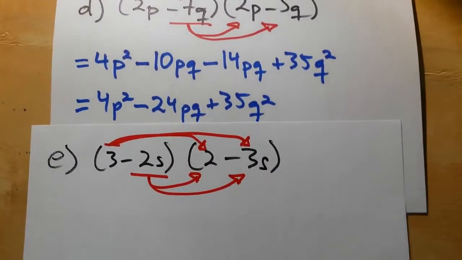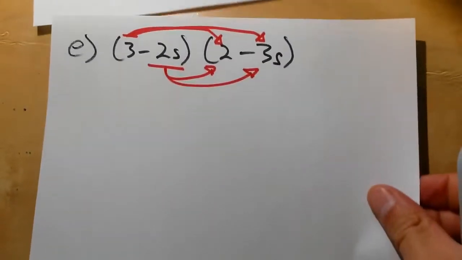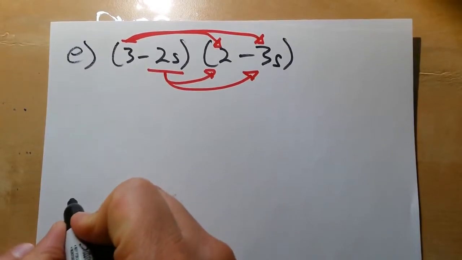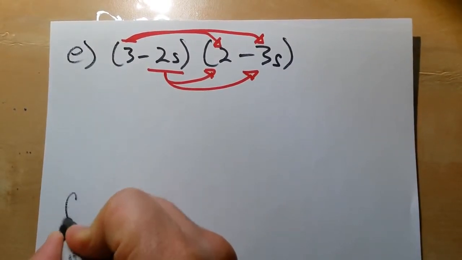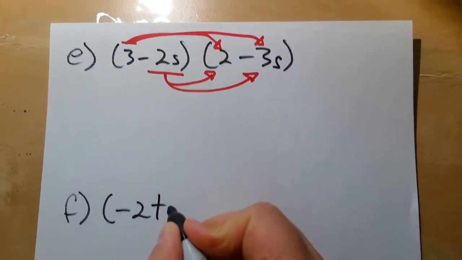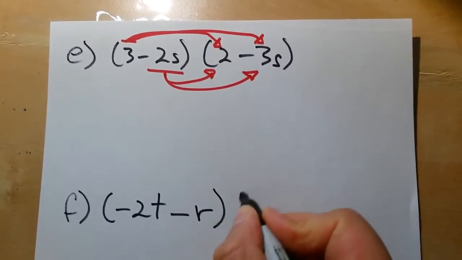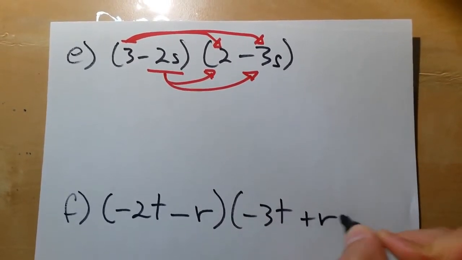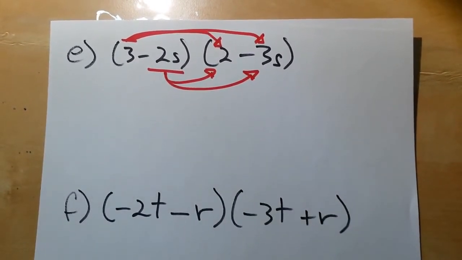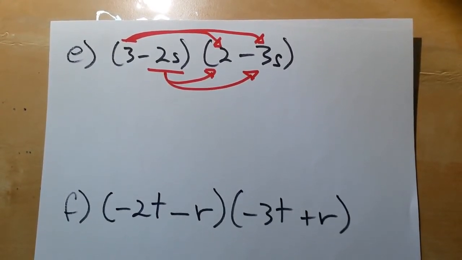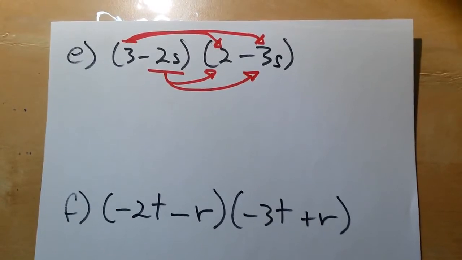In fact, since I'm running out of time, I just want you to work on this example, and then we'll take it up. And then of course I want you to also work on this other example, which is negative 2t minus r times negative 3t plus r. Work on those 2, and we'll take them up next time when we meet.